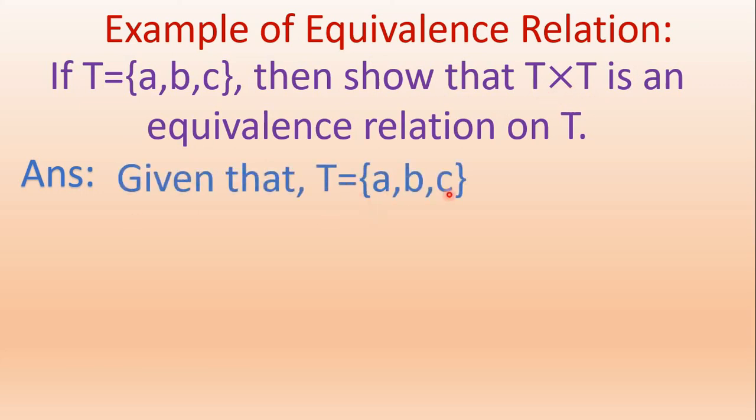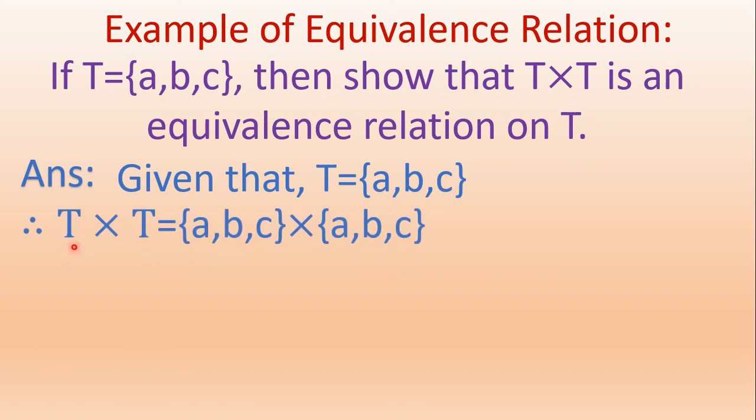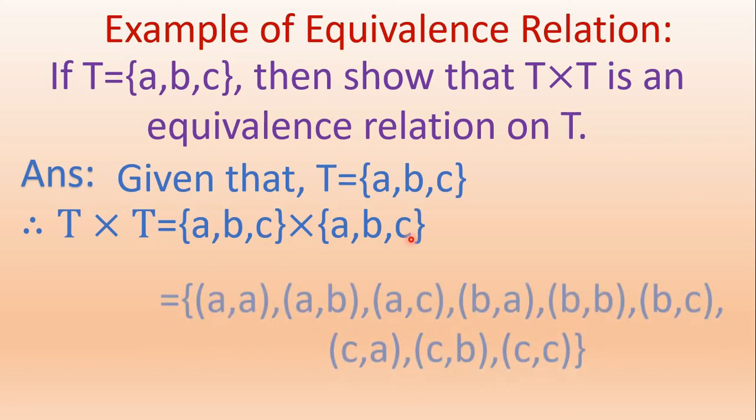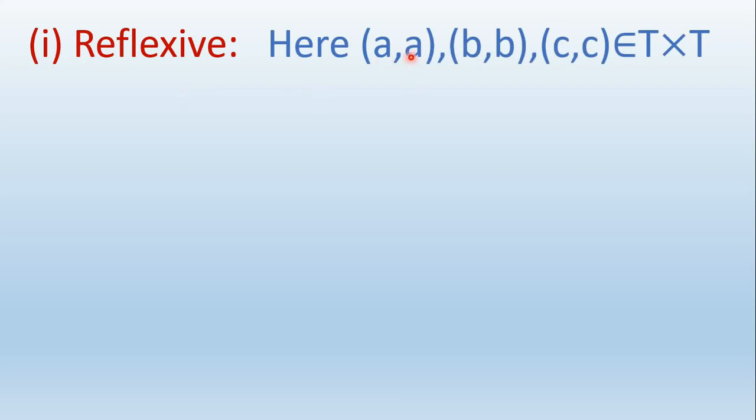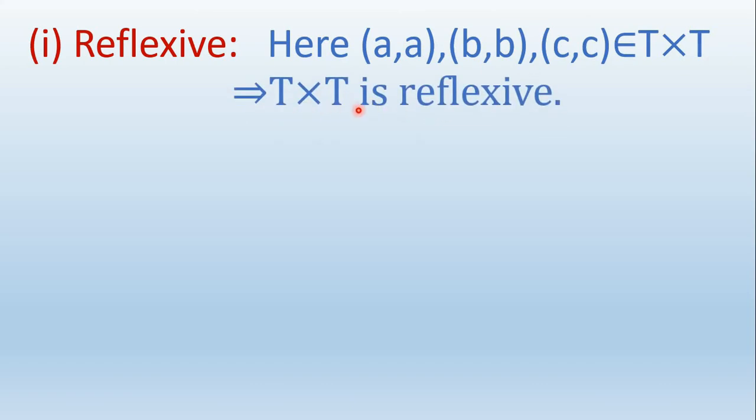Given that T is equal to {a, b, c}, so T cross T is equal to {a, b, c} cross {a, b, c}, which means according to the law of Cartesian product, {(a, a), (a, b), (a, c), (b, a), (b, b), (b, c), (c, a), (c, b), (c, c)}. Now we have to show that the relation is reflexive. Here (a, a), (b, b), (c, c) belong to T cross T. That means T cross T is reflexive.